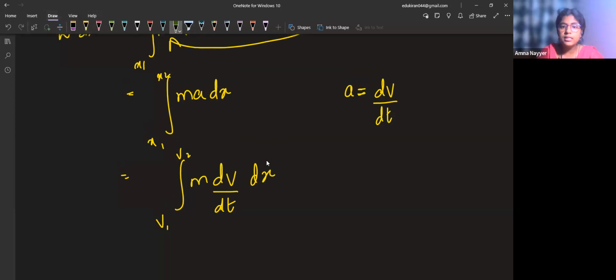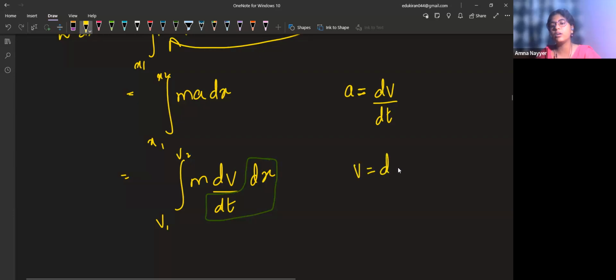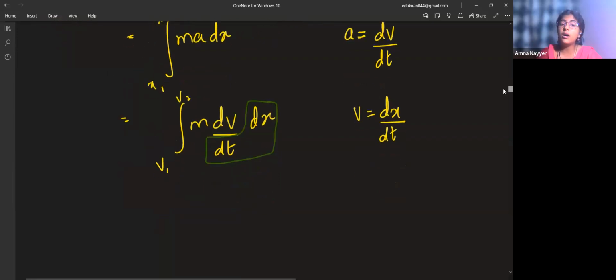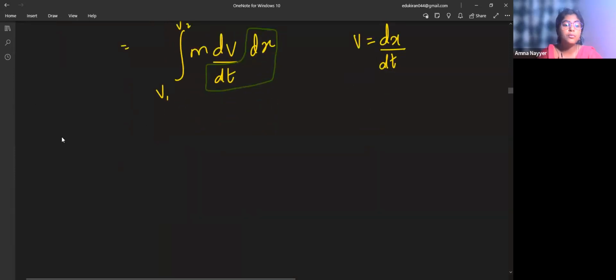Can you notice this? dx over dt. What is this? Velocity. Very good, Harsha. It's velocity. You have forgotten your first lesson, motion in a straight line. Velocity is dx over dt. Acceleration is dv over dt. So if dx over dt is velocity, now the dx problem is also removed. What is our formula now? mv dv, integrating it from v1 to v2.